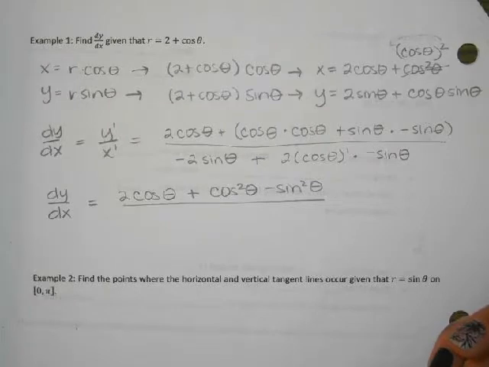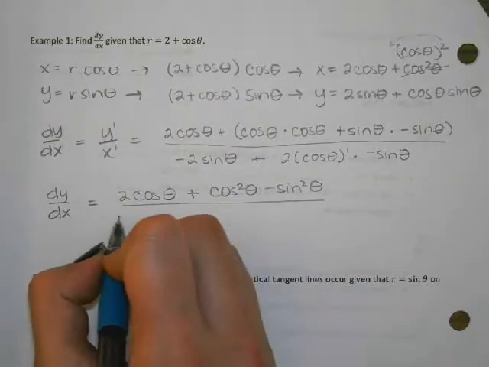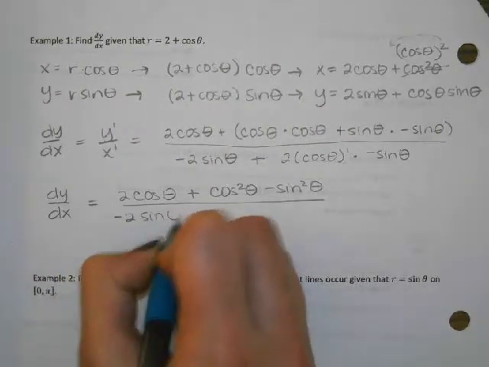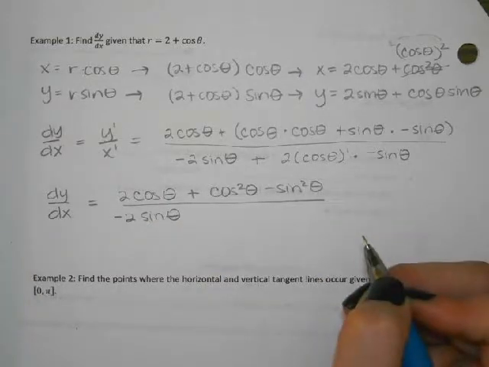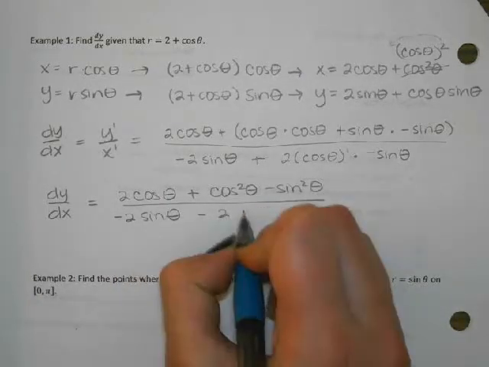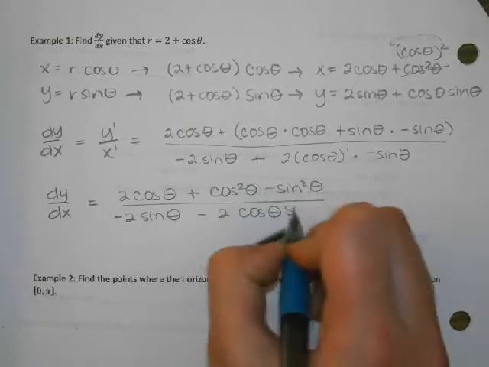And what do we have on the bottom? Negative 2 sine theta minus 2 cos theta sine theta.